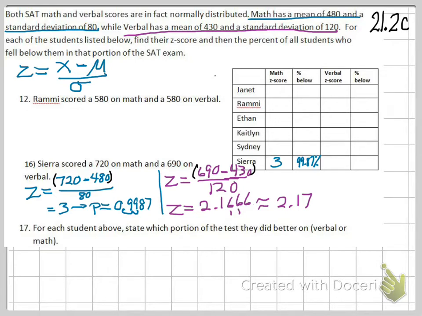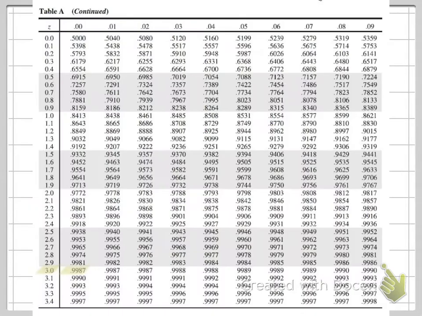Going to my table, finding the positive side of my table, and I'm looking for 2.1. It's not good enough though. I need a 7 in the hundredths place. So I go up to the top and work my way across the top until I find 0.07. That's that 7 in the hundredths place I'm looking for.